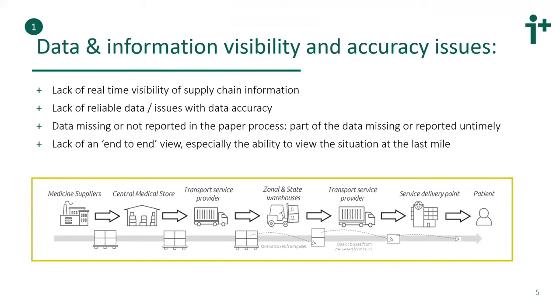In that component, we quickly see a lack of visibility throughout the entire supply chain, and a lack of reliable data. Some is collected on paper-based LMIS, but still inaccurate. Sometimes a three can quickly become an 8 on that paper-based LMIS. We also saw some data missing or not reported properly, and no complete view of the situation at the last mile.